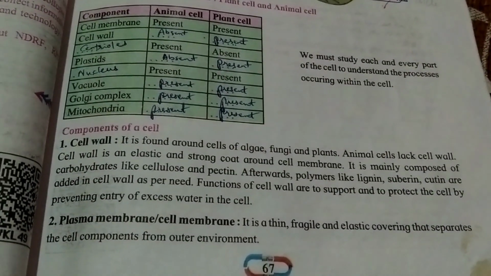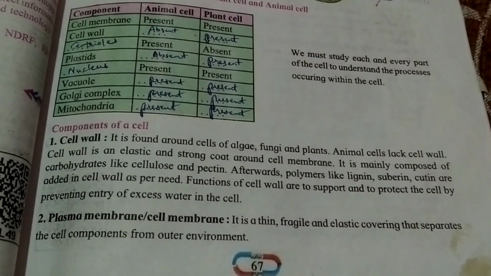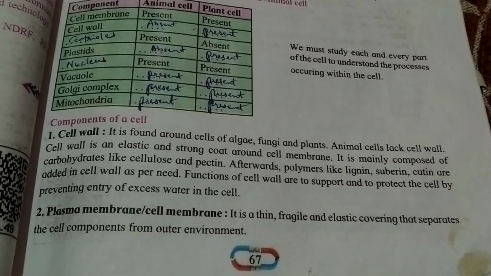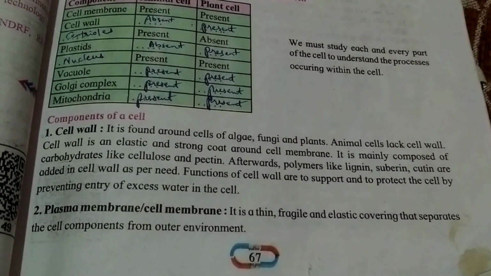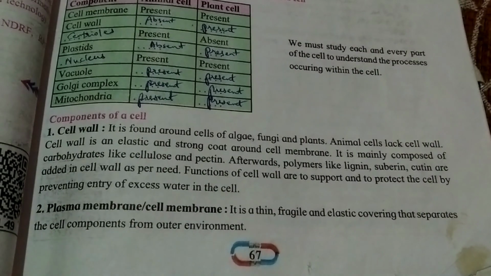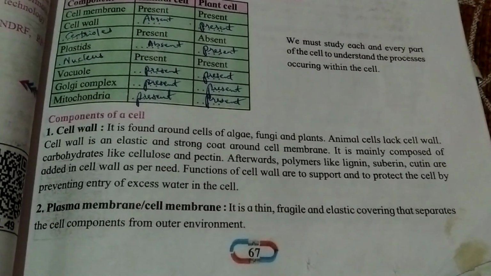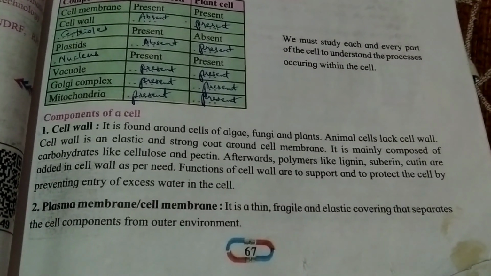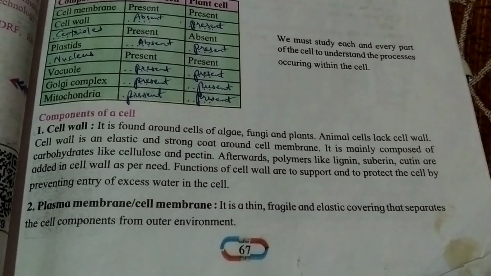Dear students, here is detailed information about the components of the cell. First is the cell wall, and it is found around the cells of algae, fungi and plants. As I told you, the cell wall is present only in plants and not in animals. Animal cells lack a cell wall.